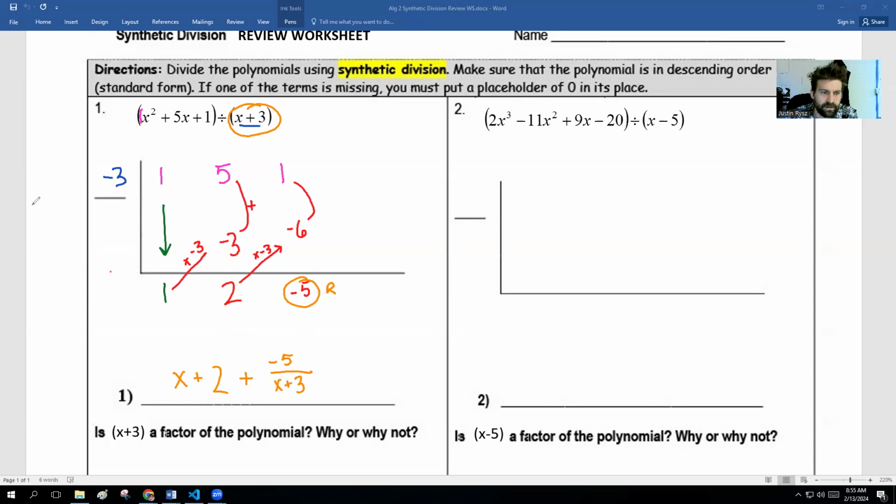All right. So the next question here is, is this a factor of the polynomial? Is this a factor? That'd be a big no, and why not? The remainder is not 0.